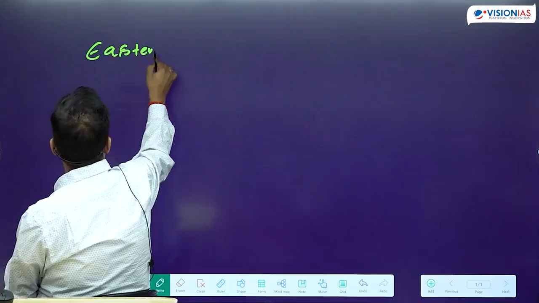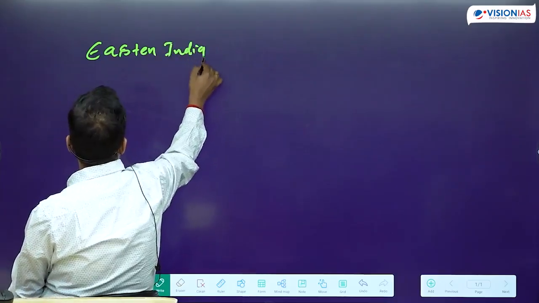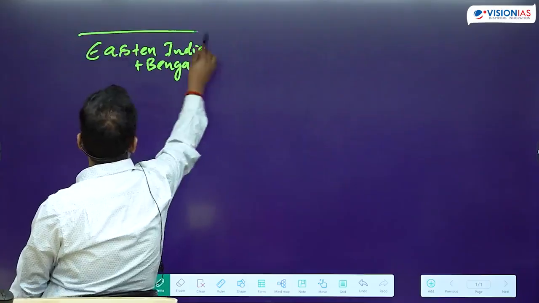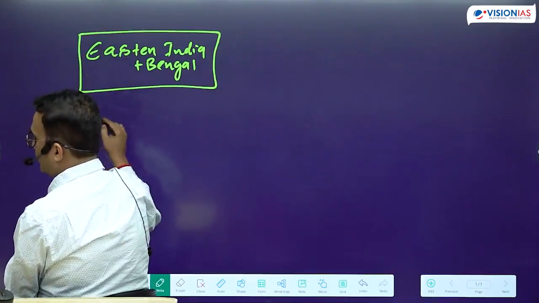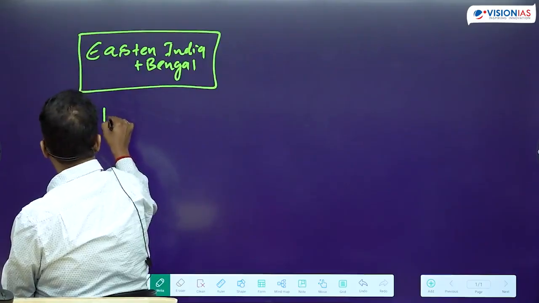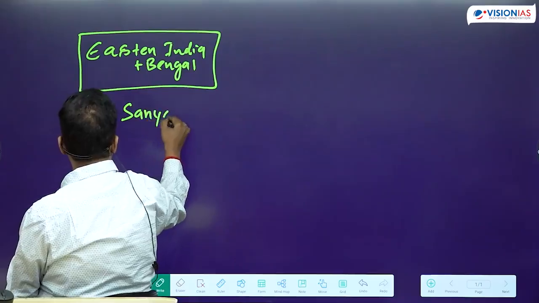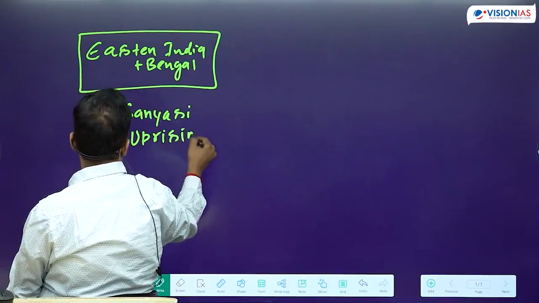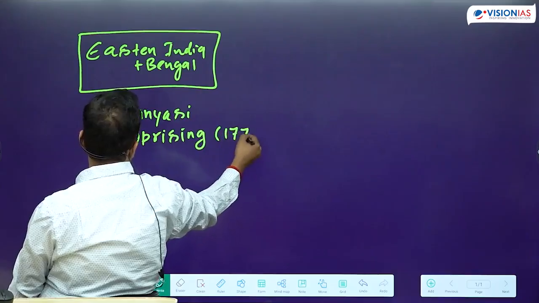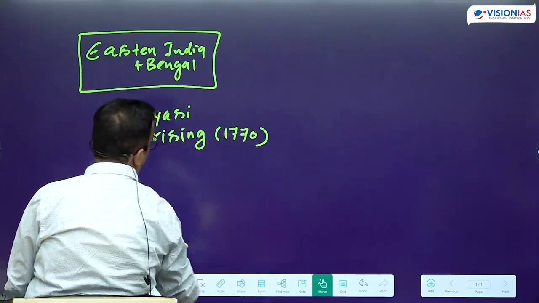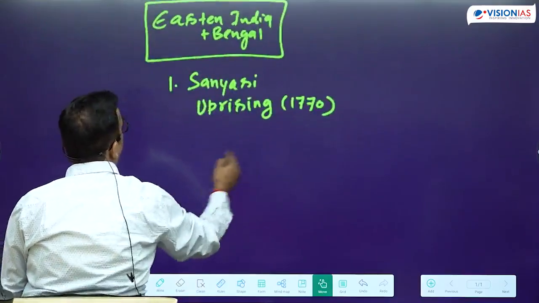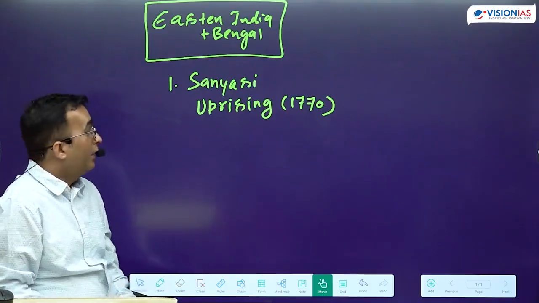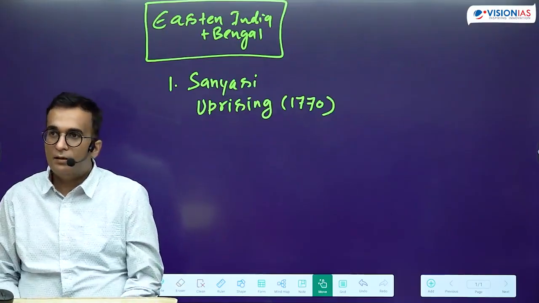Eastern India and Bengal. इसमें very first revolt I would write, number 1, Sannyasi uprising, 1770. Now understand, when it comes to the Sannyasi uprising, Sannyasi is a class of Hindu ascetic.